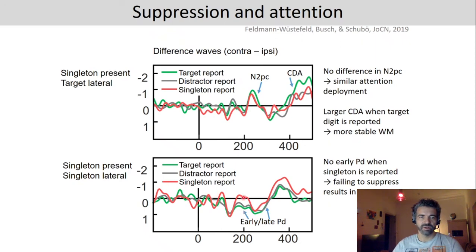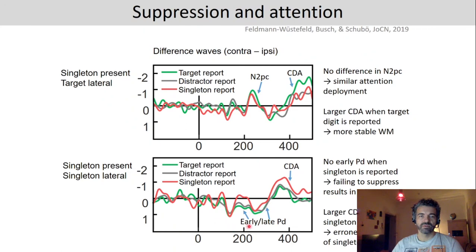So the red trials here, the red line. You can see there's no PD here, no positivity contralateral to the distractor here, when eventually the singleton was reported. And there was also a larger CDA elicited by the singleton, indicating that the singleton was actually encoded into working memory.